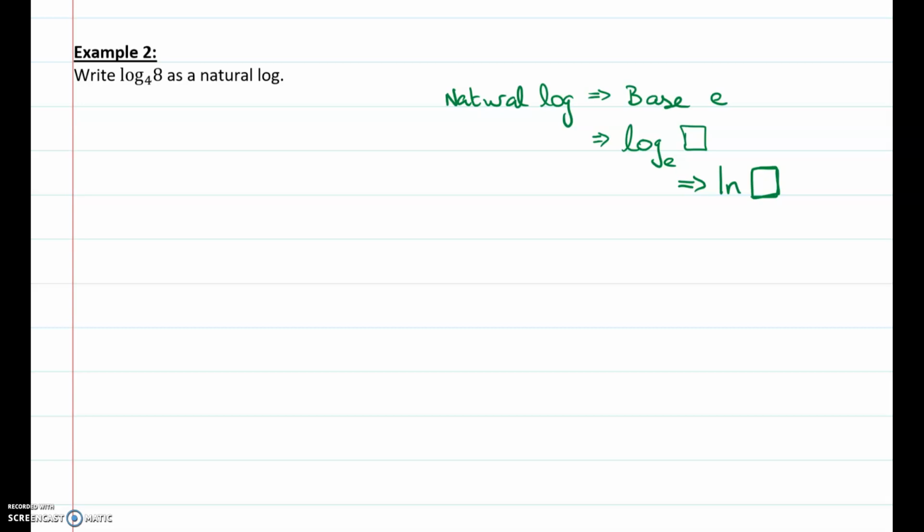Okay, and the square represents some number, because log doesn't exist on its own. It's log of something, log of some number. So the square is just some number, it can be any number. In this case, it's going to be 8. So as we look at this, we've got the log of 8 to the base 4, and we're going to use a change of base formula to write that as natural logs.